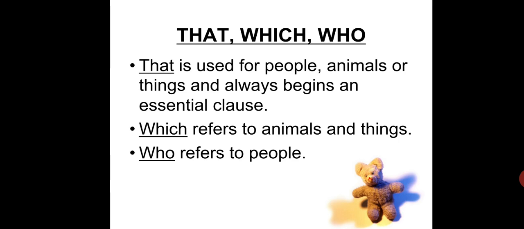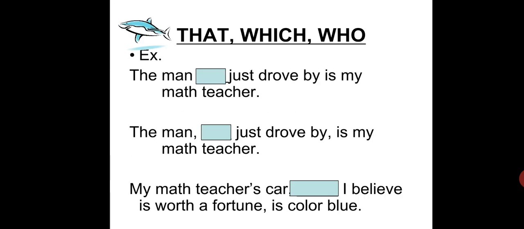That, which, or who. That is used for people, animals, or things and always begins an essential clause, which refers to animals and things. Who refers to people. The man who just drove by is my math teacher. The man that just drove by is my math teacher, both of which will be acceptable. The man, comma, who just drove by, comma, is my math teacher. That is how you use them.